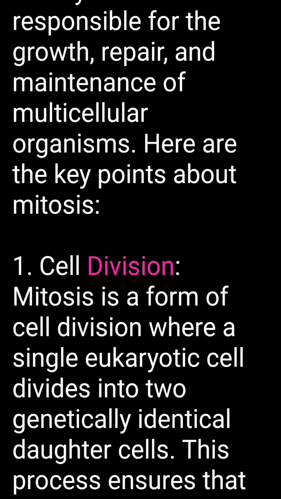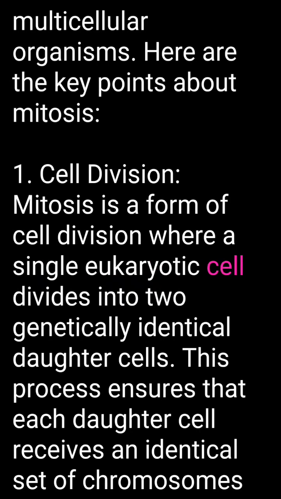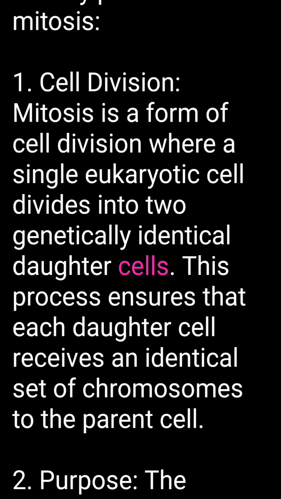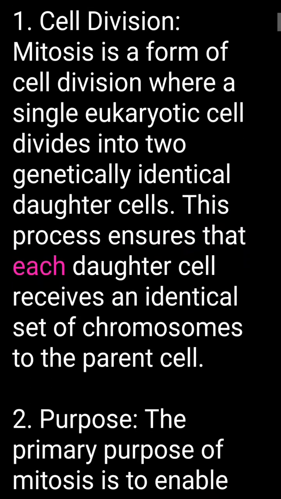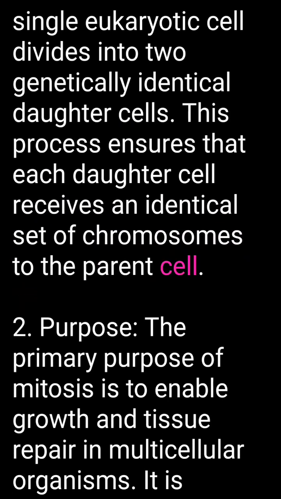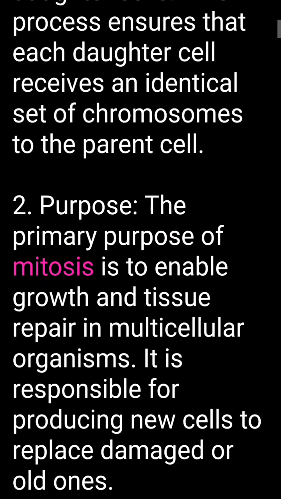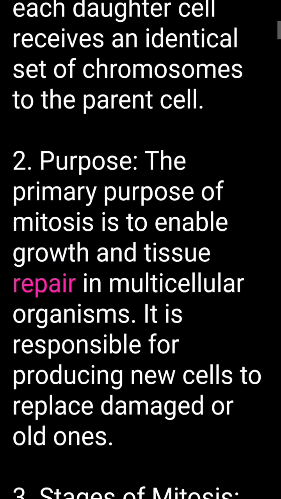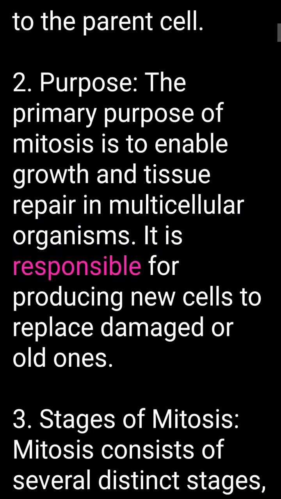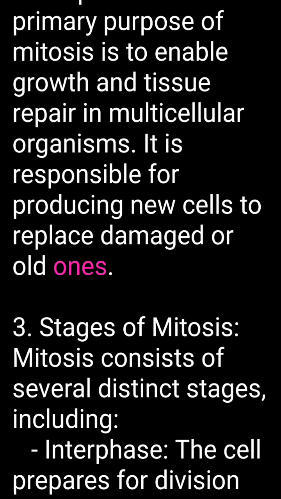1. Cell division. Mitosis is a form of cell division where a single eukaryotic cell divides into two genetically identical daughter cells. This process ensures that each daughter cell receives an identical set of chromosomes to the parent cell. 2. Purpose. The primary purpose of mitosis is to enable growth and tissue repair in multicellular organisms. It is responsible for producing new cells to replace damaged or old ones.